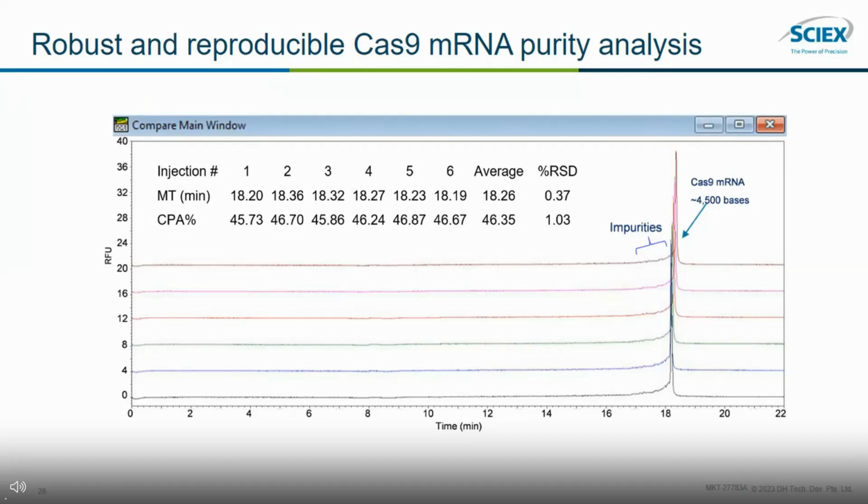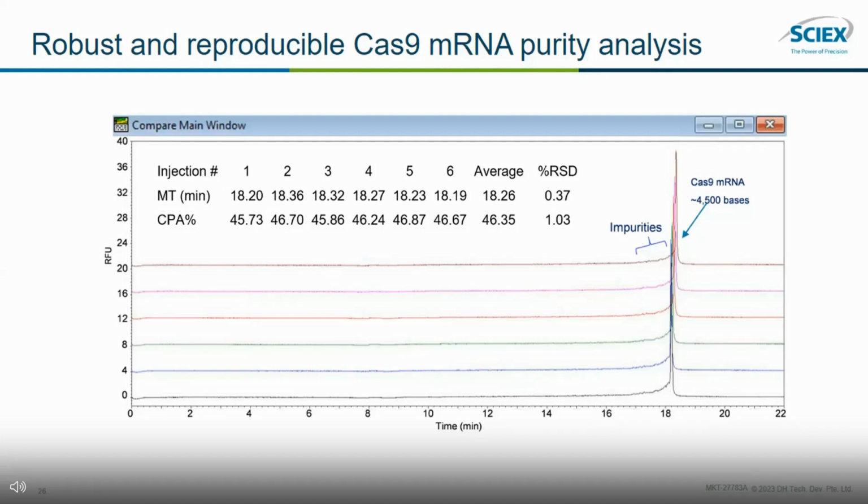We also maintain valuable robustness or reproducibility of the BioPhase system when using Empower. As you can see, for the analysis of Cas9 mRNA, we overlay 6 injections of the same Cas9 mRNA sample from the same capillary. This comparison shows very good injection reproducibility of Cas9 for both our main peak at 4,500 bases, but also our impurities of gradually decreasing size at the front of that main peak.